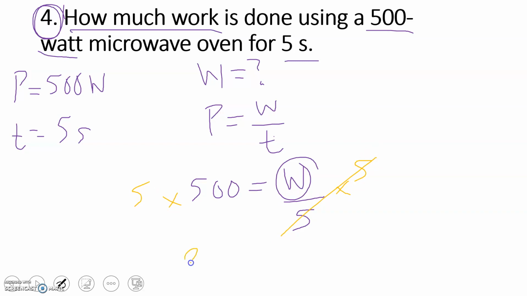5 times 500 is 25. 5 times 5 is 25. Add our 2 zeros, so 2,500 equals, that's the amount of work, 2,500. And remember, work is in joules. So it's 2,500 joules of work.